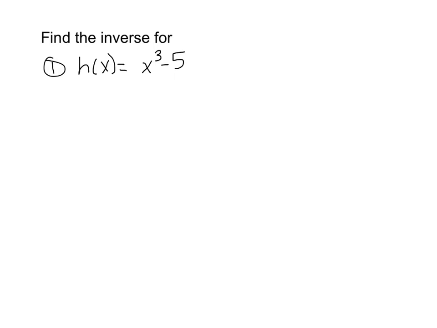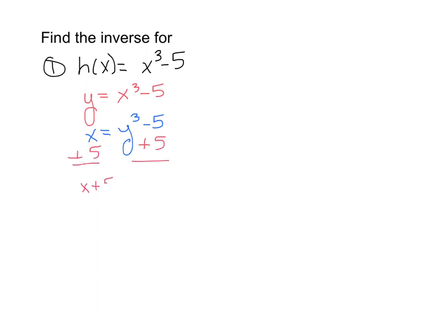So when we start thinking about our steps, we said we get rid of the function notation. So we have y is equal to x cubed minus 5. After we've done that, we interchange x and y. So we have x is equal to y cubed minus 5. And lastly, we want to start solving for y. So we would add 5 to each side. x plus 5 is equal to y cubed.